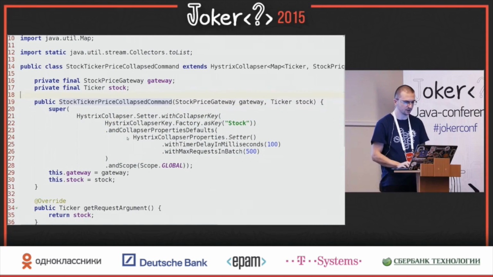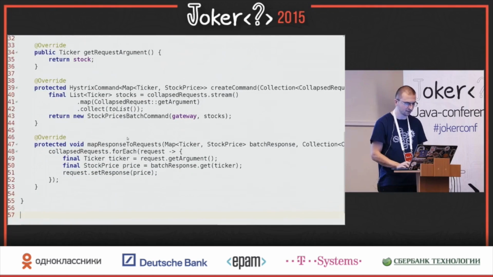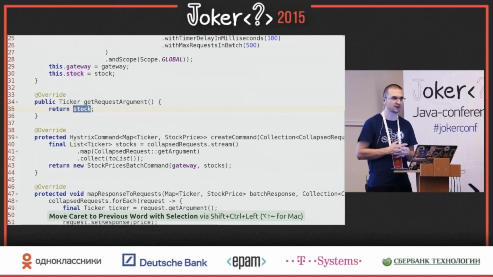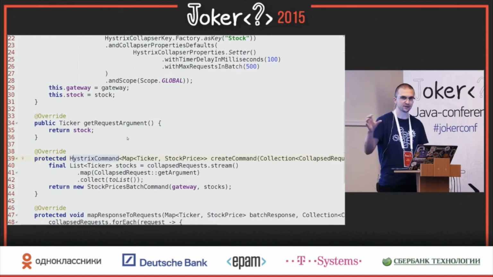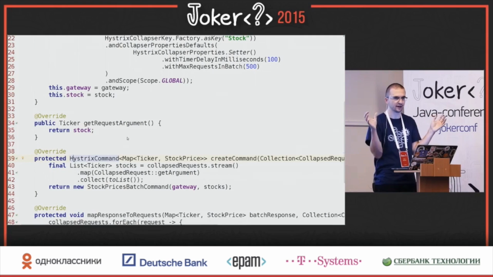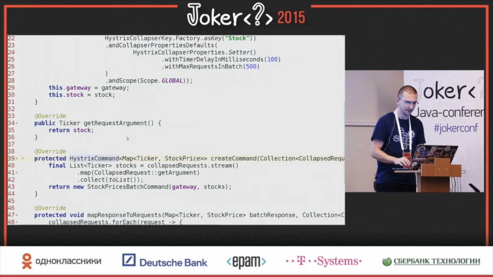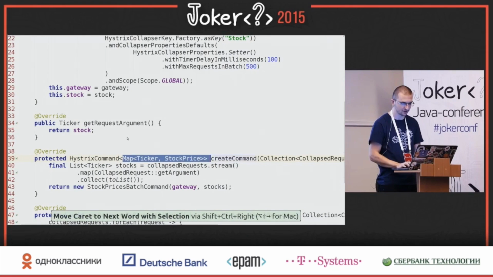So the mechanism is as follows. You have two individual commands, the stock ticker price collapse command. And this command is not really meant to be executed by itself. It has a simple get request argument which says which stock you want. However, when more than one command is executed at the same time, Hystrix batches all of them in a single basket. So all of these commands are grouped together. And then it asks us to create a batch command, a command that's going to return a map.